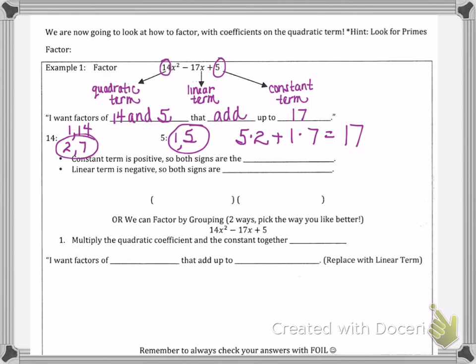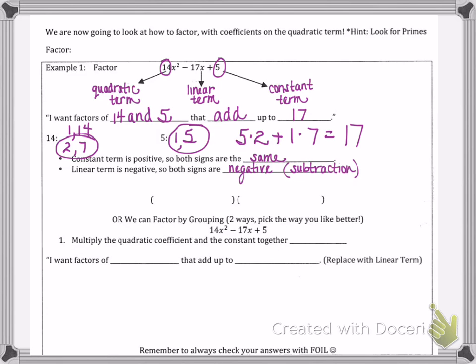The constant term, the 5, is positive, so both signs are going to be the same. They're going to match. And they match what is on the linear term, which is the second term. It's negative, so both signs are also going to be negative. But I don't really like the phrasing there because instead of them being negative, it can also be seen as subtraction. So I'm going to put both there.